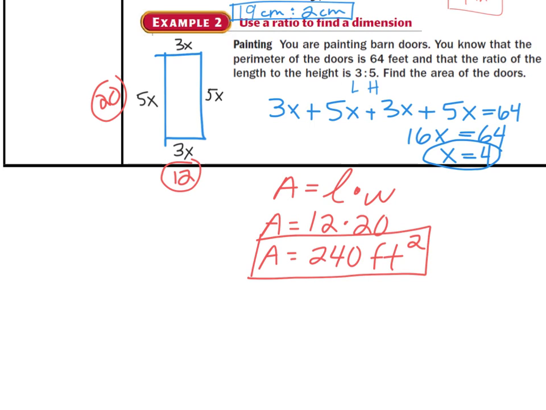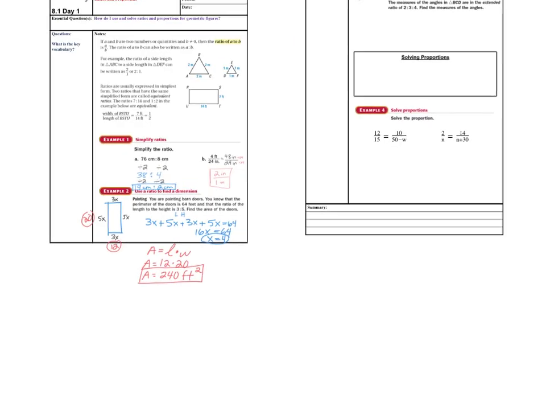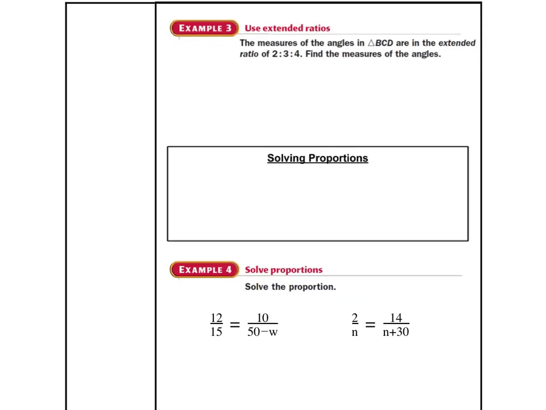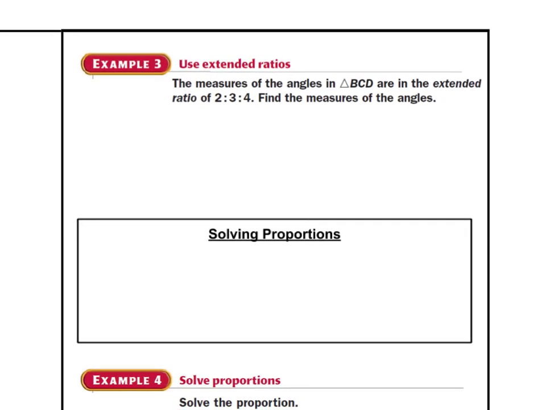Next one is similar. It uses an extended ratio, which just means instead of 2, you got more than 2. You actually have 3. Just like we did in the previous one, you should draw a picture. You guys ready? You ready? Yeah. Okay, please talk at appropriate times.